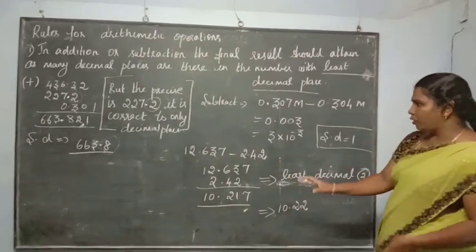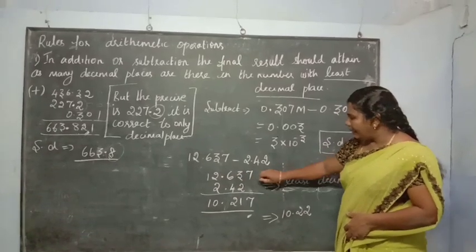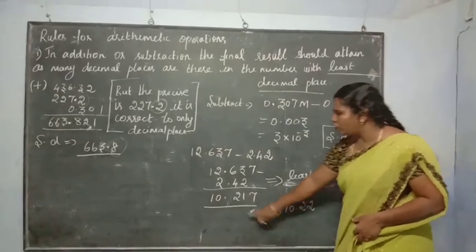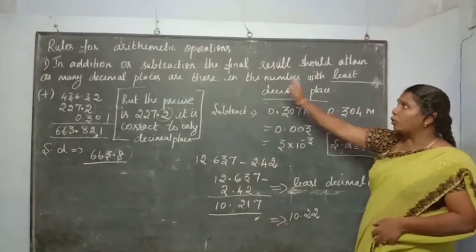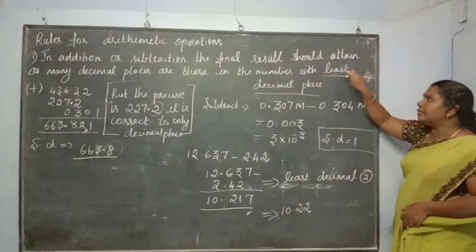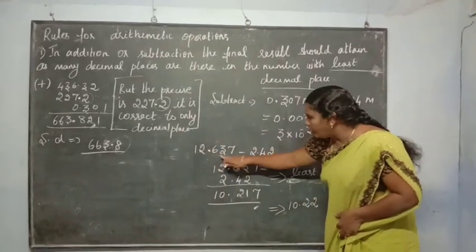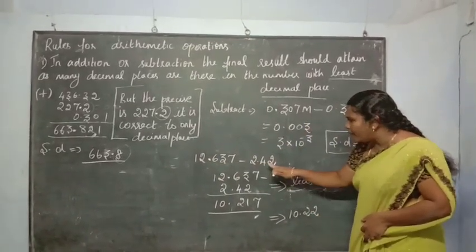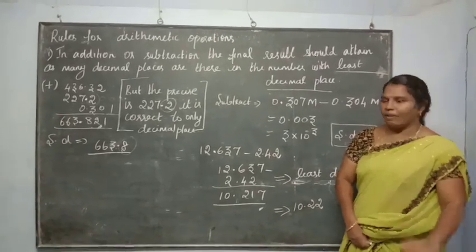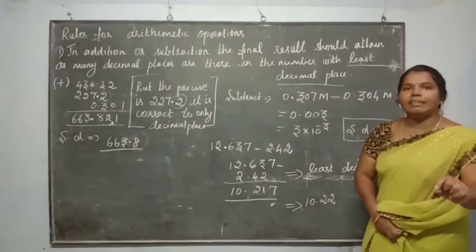See another example like this: 12.637 minus 2.42. Subtracting these two values, I get 10.217. So what is the rule for arithmetic operations? It must follow the least decimal value. Count it up. How many decimal values here? One, two, three. And here? One, two. So the answer should also have two decimal values. Whichever has the least decimal values, that is retained in the final result.